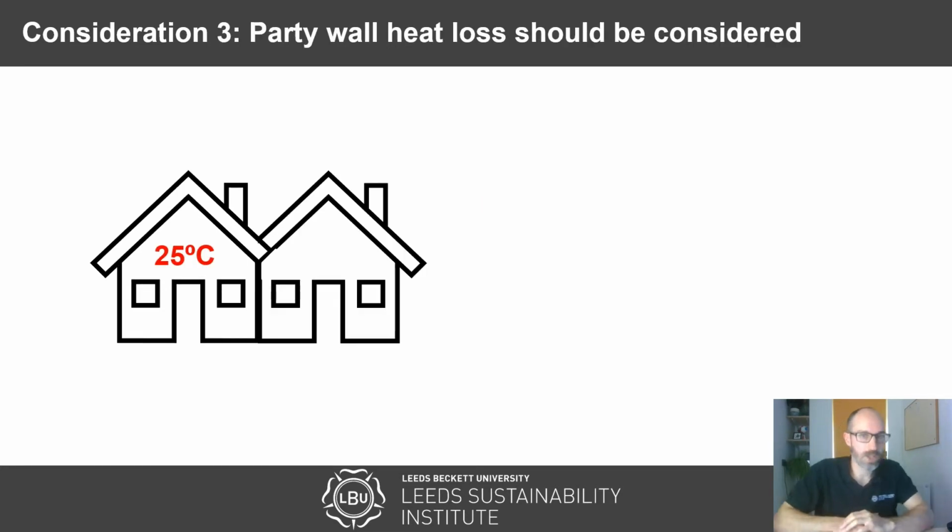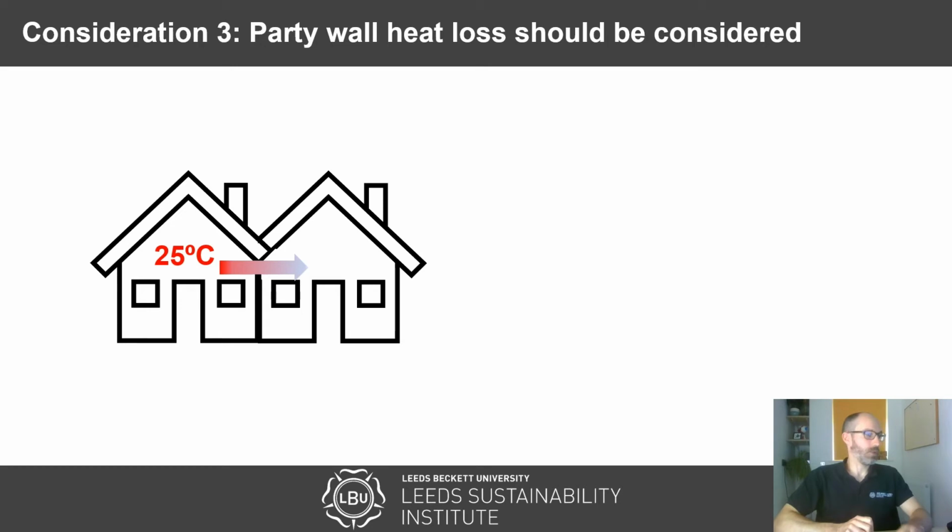But another consideration that you have to think about is any party walls in your property. So if I'm coheating the property on the left, but I don't have any control over the property on the right, there's a pretty good chance that a lot of my heat energy is being lost to the neighbours. And you may very well want to account for this.